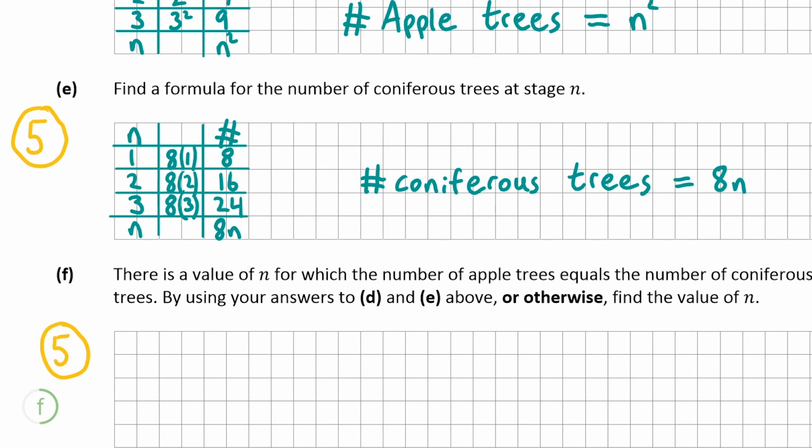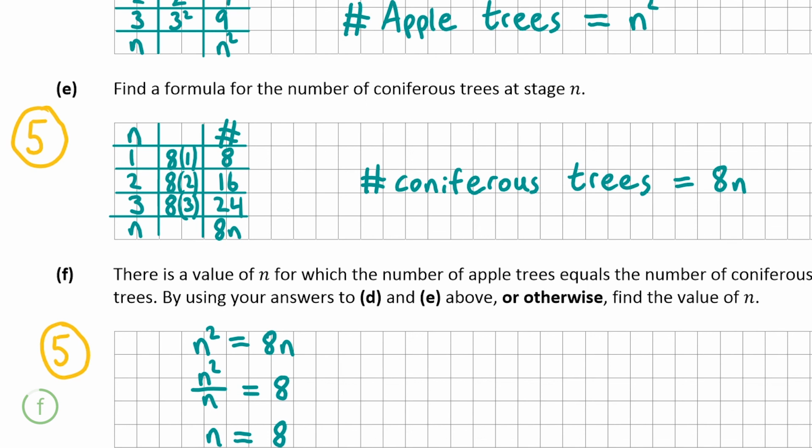To do this, we're going to put n squared equal to 8n. There are a few different ways we can do this, but I think we're just going to divide both sides by n to get rid of the n on the right hand side. Then we get n squared over n is equal to 8. Now n squared divided by n is just n, so we get n is equal to 8. And that is our answer.